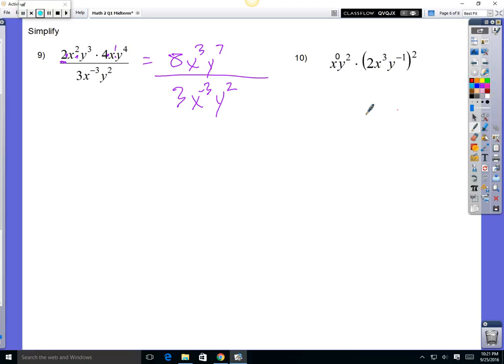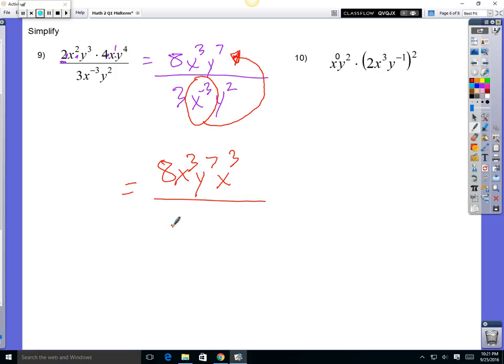Okay, now there's a rule. You can never have a negative exponent. So find the negative, and if it's on the bottom, move it to the top where it will become positive. So here we go. On top we've got 8x cubed y to the 7, and you're going to bring x cubed. When you move it to the top, it becomes positive. On bottom, now that's gone, you just have 3y squared. Okay, now 8 and 3 have nothing in common, so that is your final answer.